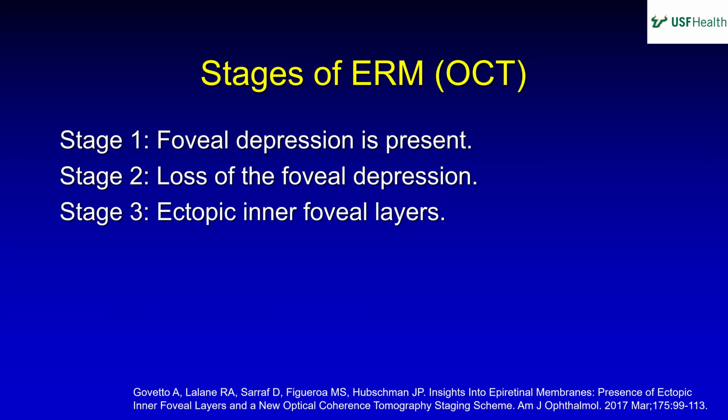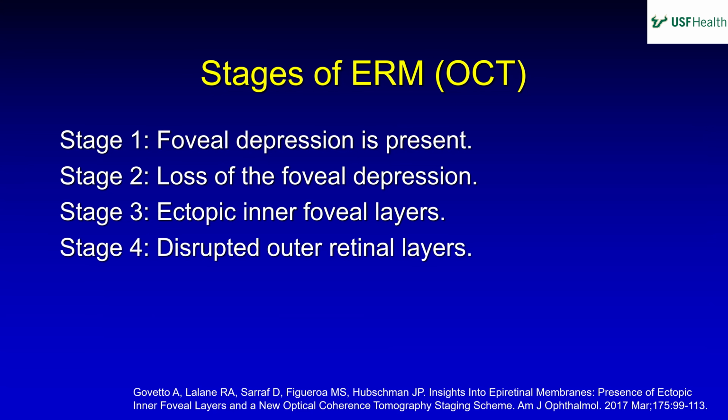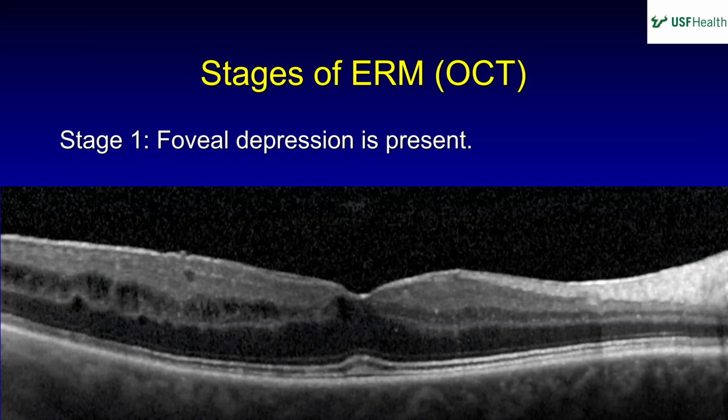Stage 3 is where the fovea gets dragged a little bit, the inner retinal layers are dragged, but not the outer retinal layers. And stage 4 is disruption of the outer retinal layers. There are papers that are starting to use these now, and they'll talk about visions with them. So this is a stage 1.